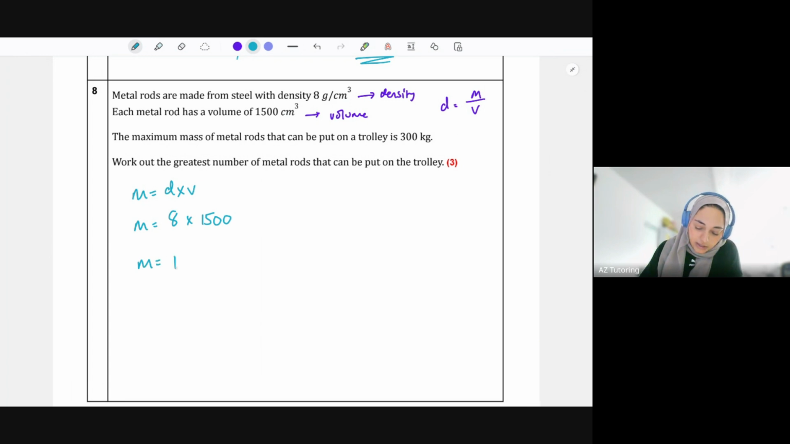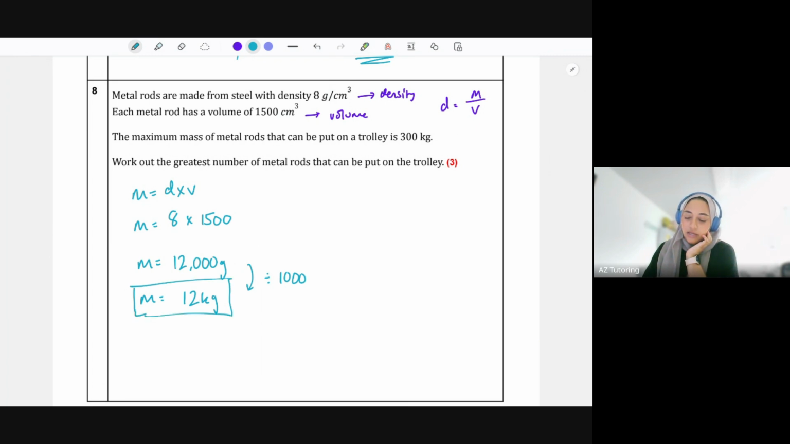So putting that in the calculator, I get 12,000 grams. So remember density, this equation gives us grams, you can see it here. But the trolley is taking measurements in kg. So I need to change this mass to kg. So remember 1 kg is 1,000 grams. So I'm just going to divide this by 1,000. And I get 12 kg. So this means that one metal rod is 12 kg.